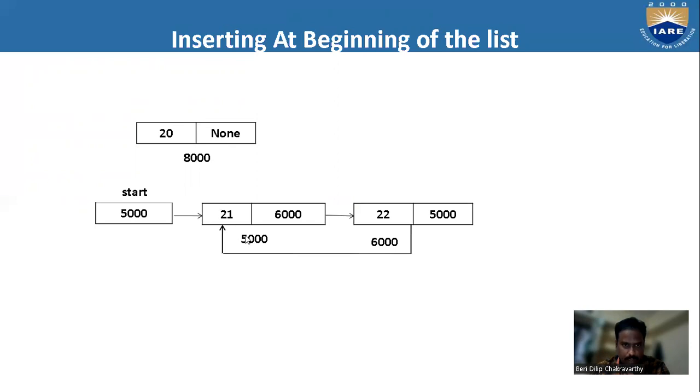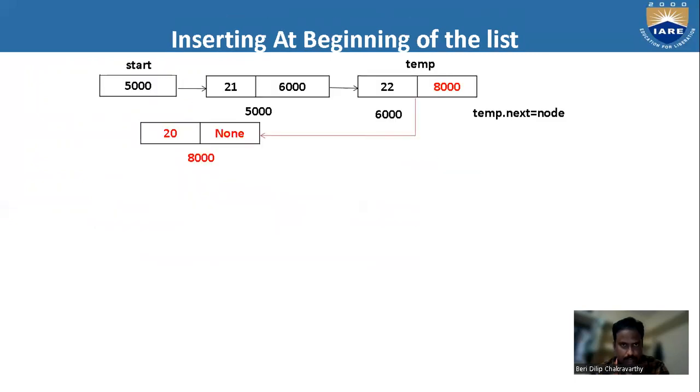5000 is stored here. Why? Because earlier this is the first node. So after inserting, 8000 should come here, so this one becomes the first node. 8000 should come here, and 8000 should be stored here also. Observe here. I'm just placing 8000.